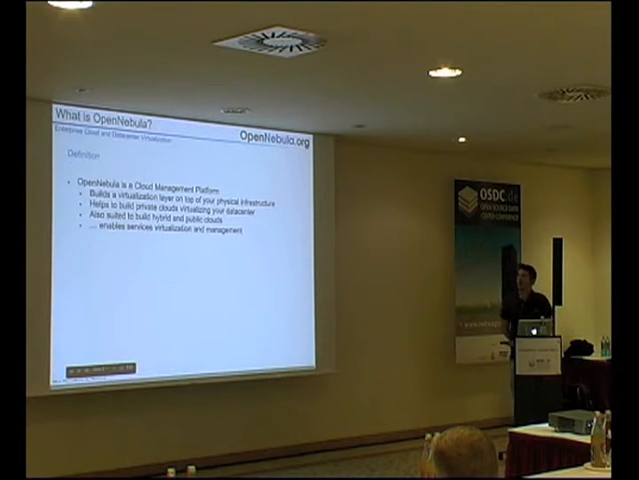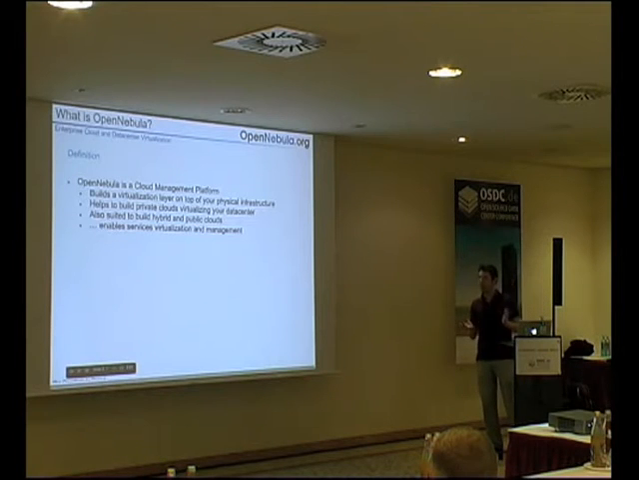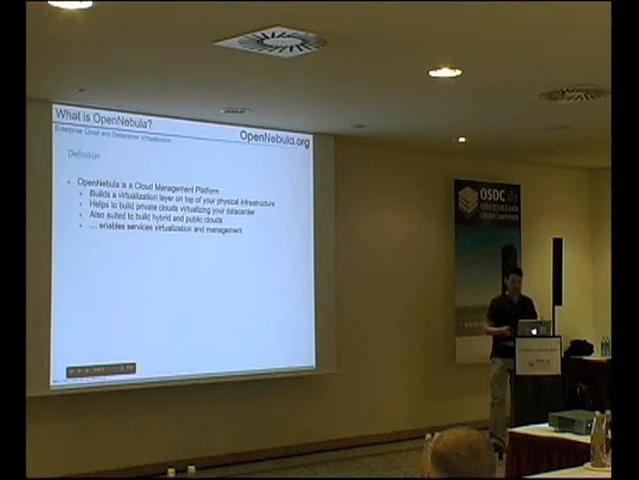So what is OpenNebula? OpenNebula is basically a cloud management platform. It builds a virtualization layer on top of your physical infrastructure, and it helps you build private clouds, virtualizing the resources you have in your data center. So it basically helps you manage the physical servers, the networking layer, and also the storage service. It's an orchestrator of mainly those three resources: storage, networking, and computing power in the form of hypervisors.